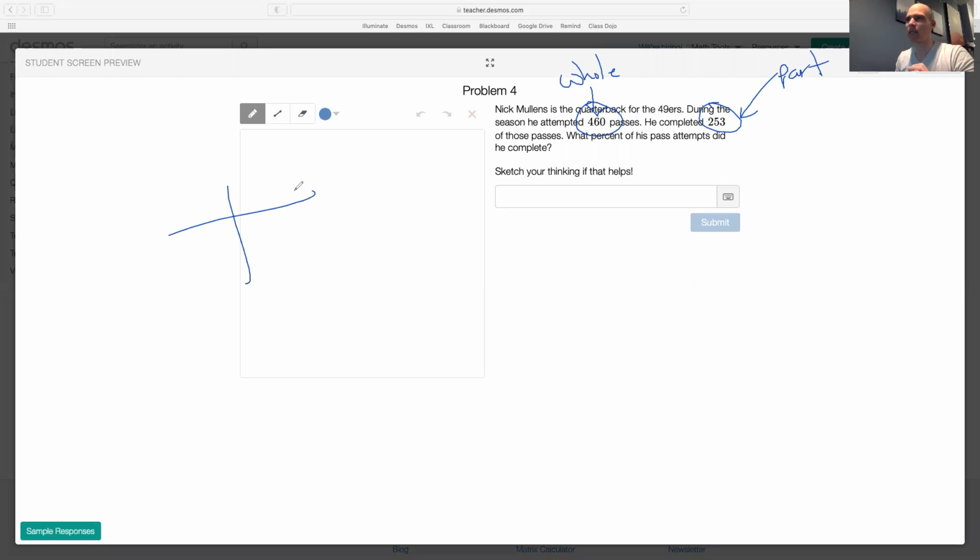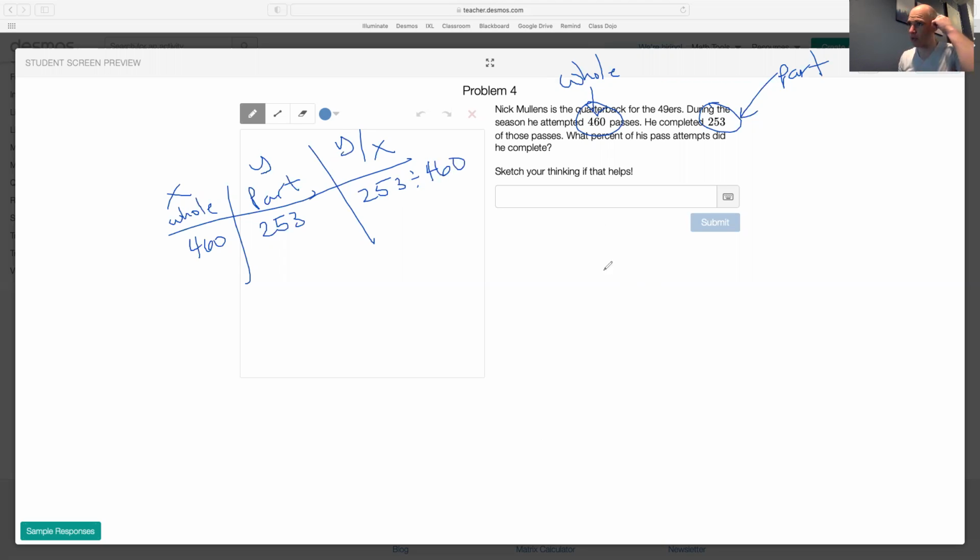You could think of it as a proportional relationship situation, where your X value, the whole, is going to be 460, and your Y value, the part, is going to be 253, and you want to find K. Like we could make a third column in this table. We'll call it the Y divided by X column, because that's how we find K, right? And so you would do 253 divided by 460.